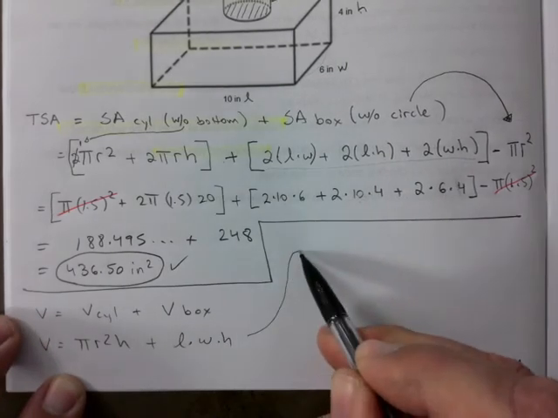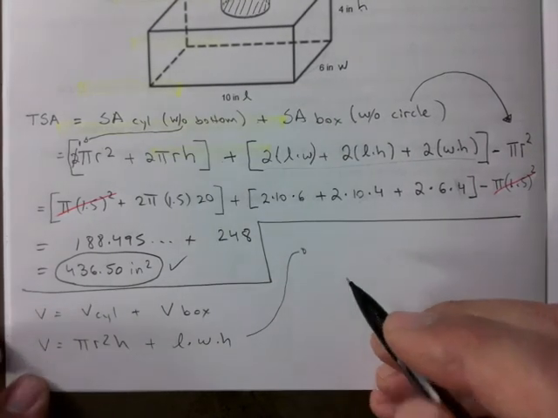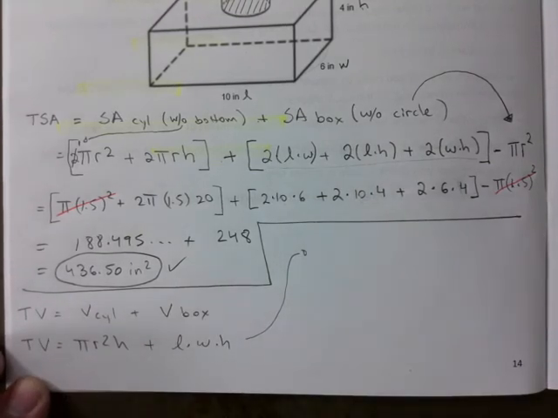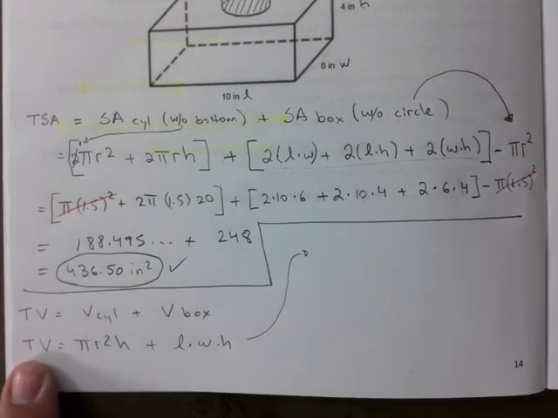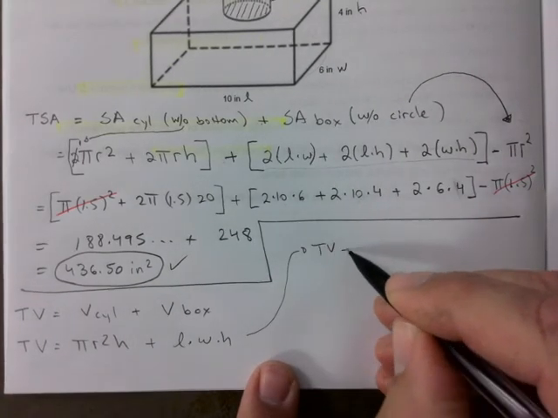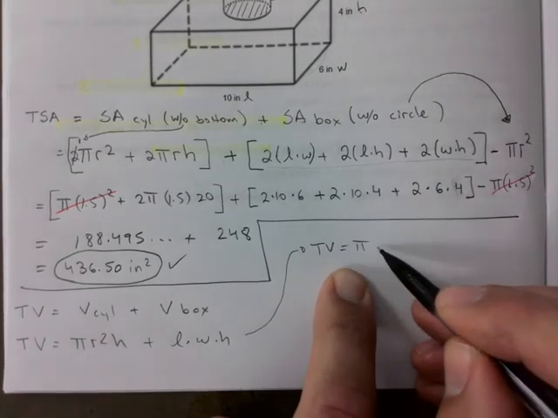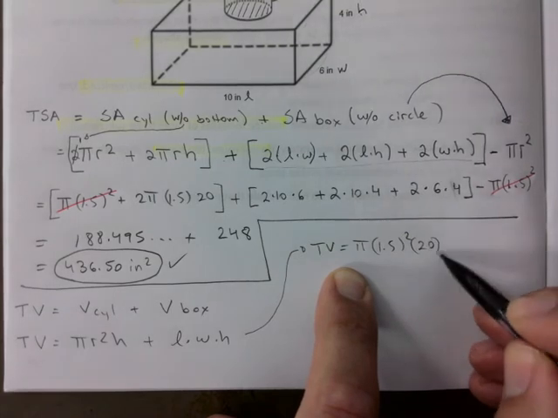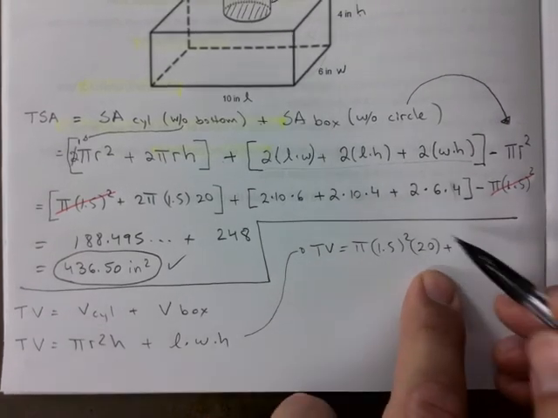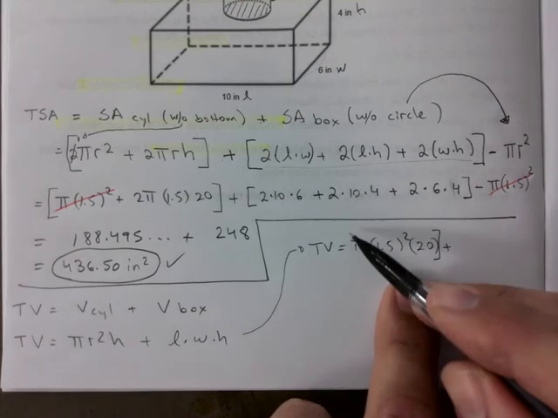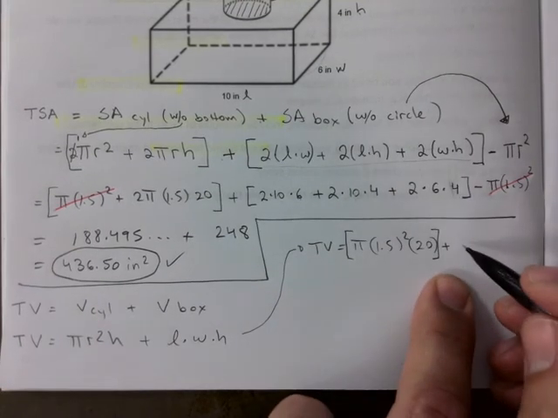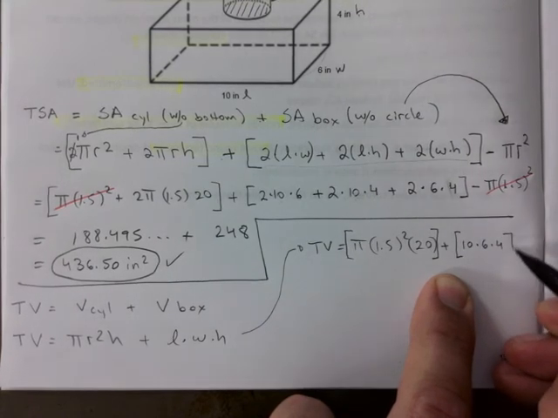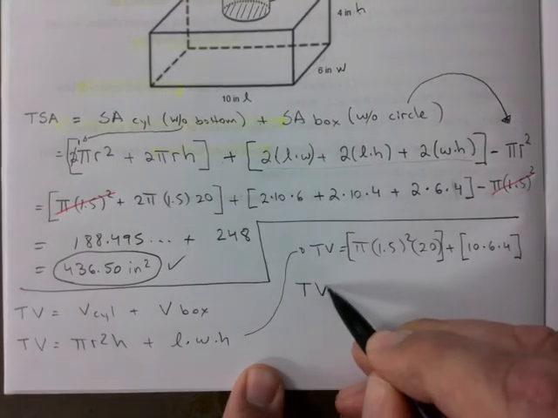I'm going to continue up here. I'm going to call this TV, total volume. It's not just the volume of this, volume of that, it's the total volume. So total volume is pi r squared times the height, which is 20, plus, we can do square brackets, right, and then it's length times width times height. Does anybody have the answer to that already?